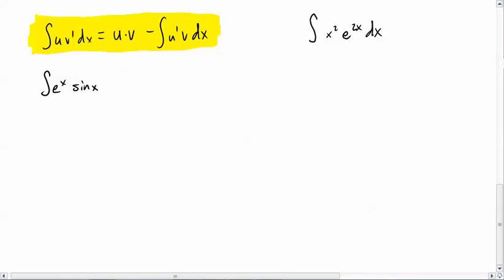Alright, this is gonna be fun. Alright, so we're dealing with our integration by parts still.